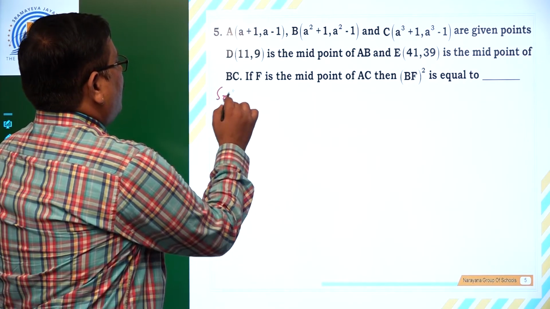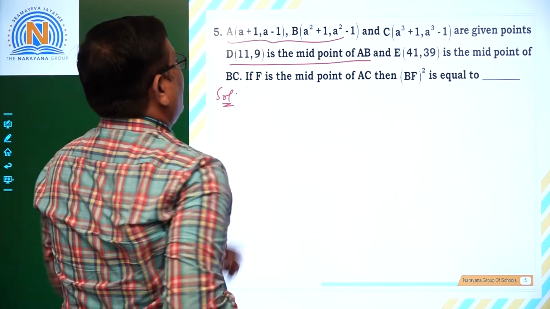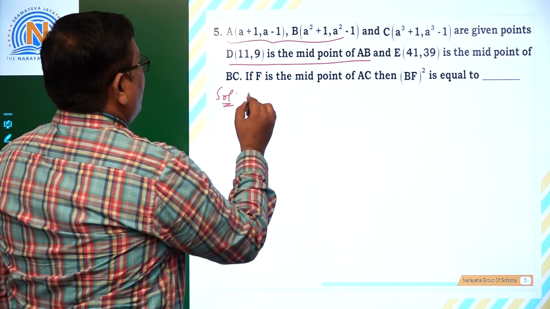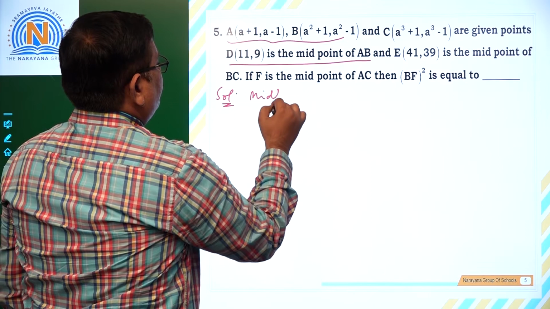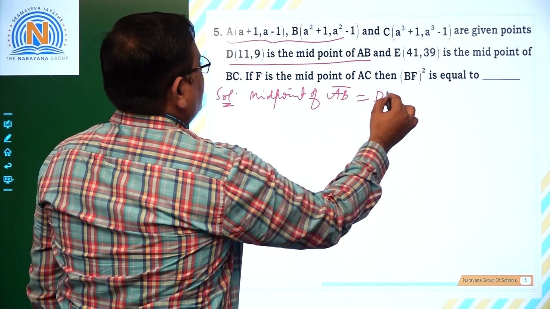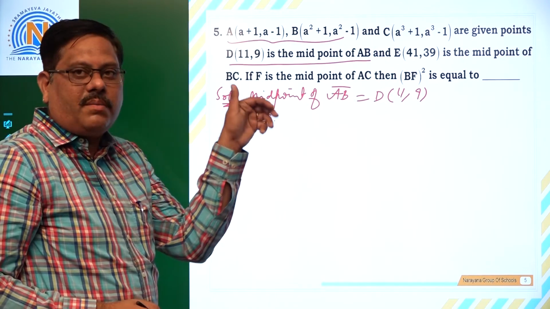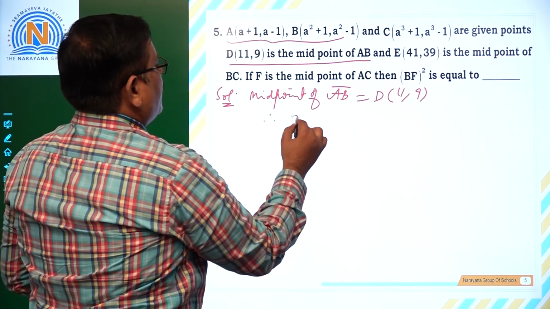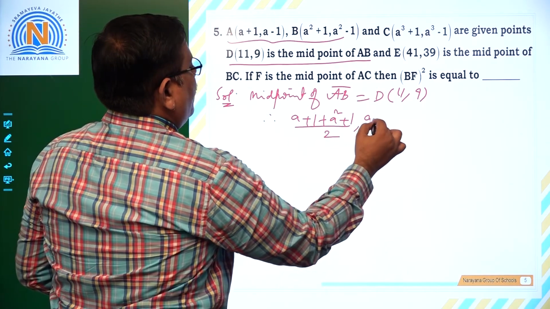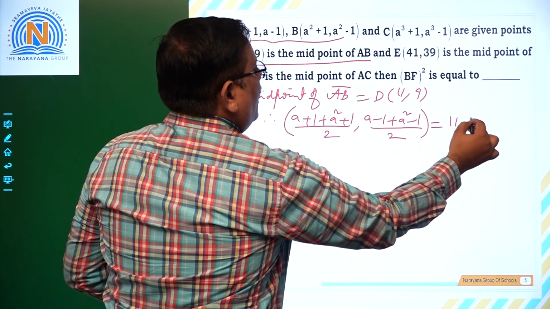Very interesting question. What is it saying now? D is the midpoint of AB. So for the line segment joining these two points, the midpoint is D (11, 9). Let us consider that first. So the midpoint of AB is equal to D (11, 9). Using the formula (x1 plus x2) by 2 comma (y1 plus y2) by 2, we get (a plus 1 plus a square plus 1) by 2 comma (a minus 1 plus a square minus 1) by 2 is equal to (11, 9).